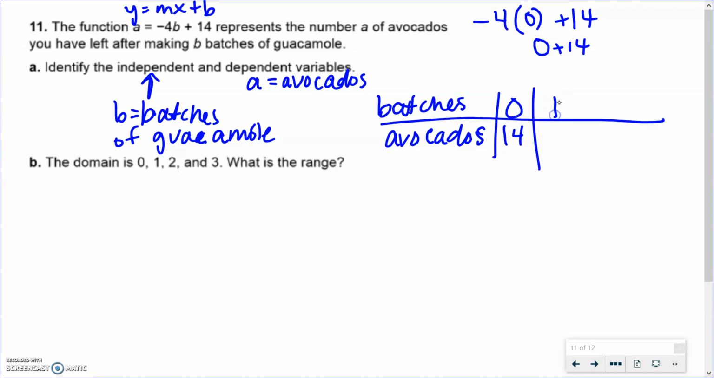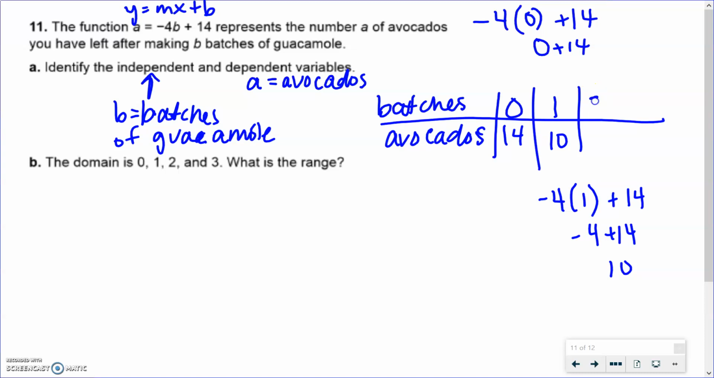If we make 1 batch of guacamole, I'm going to do that one down here, and plug it in as well. So negative 4 times 1 instead of 0, because that's from our equation, would give us negative 4 plus 14, which is 10. So we would have 10 avocados left after 1 batch of guacamole.